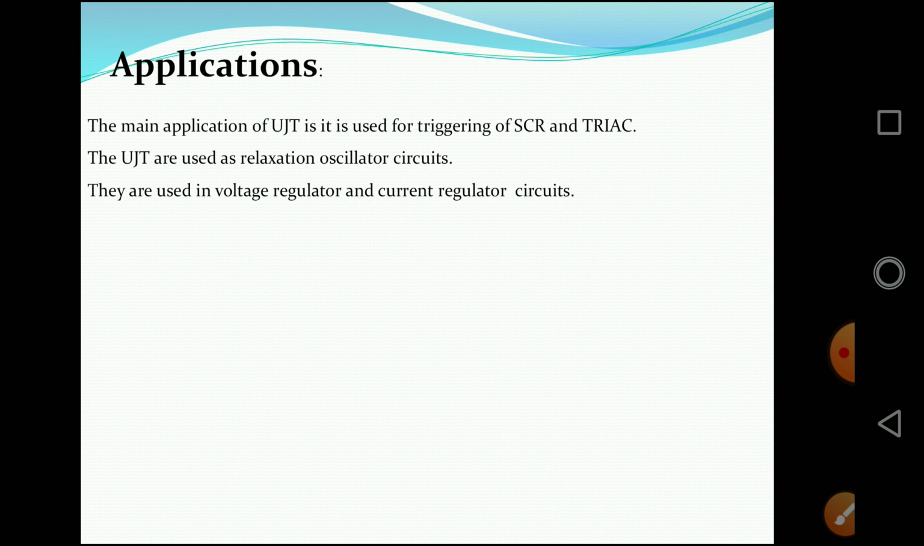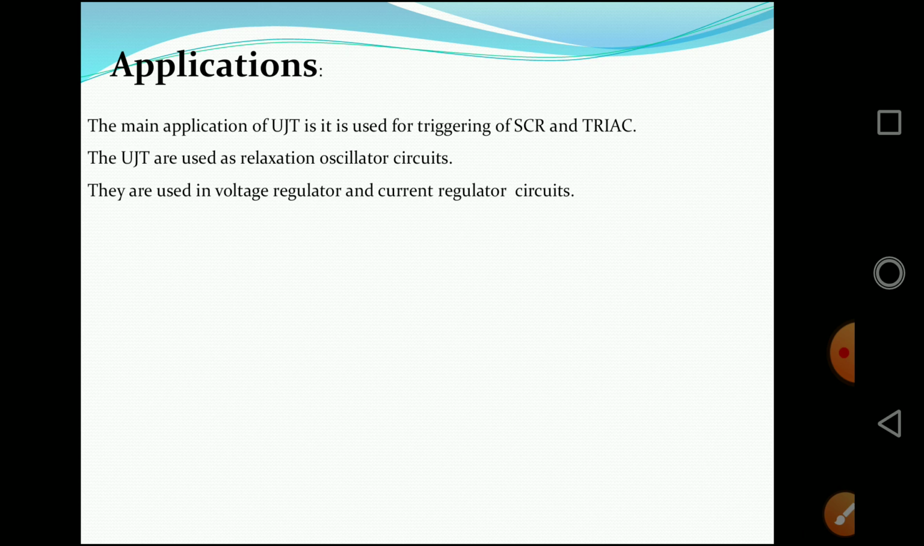So in this session, we have studied the UJT, that is, the unijunction transistor. The name itself indicates unijunction. In construction, we observed that there is a formation of a single junction between the P layer and N layer. Therefore, it is called a unijunction, and it is a transistor, so it has three terminals: B1, B2 and the emitter terminal.